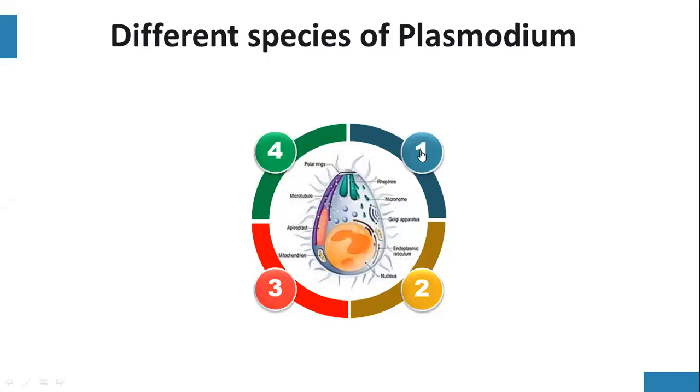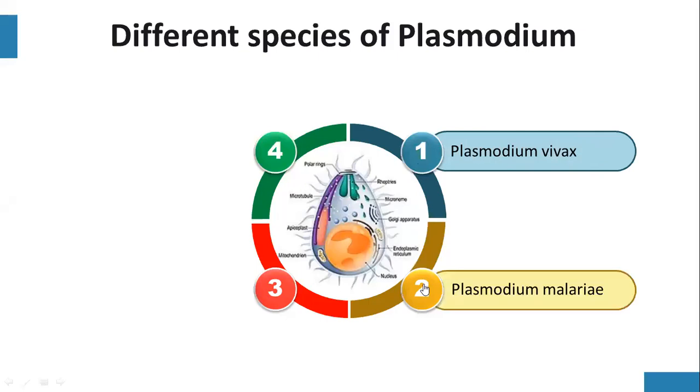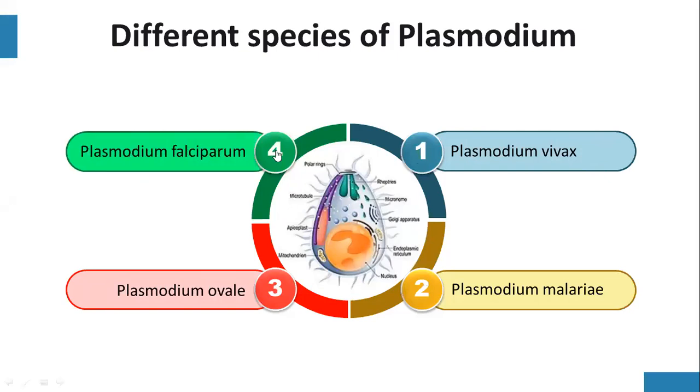The first particular species is Plasmodium vivax. It is usually seen everywhere and is the maximum cause for malaria. The second species is Plasmodium malariae. The third one is Plasmodium ovale, while the fourth one is Plasmodium falciparum. Among all these 4 species, the last one, Plasmodium falciparum, is the most lethal.